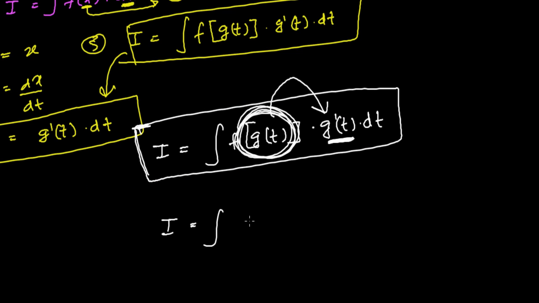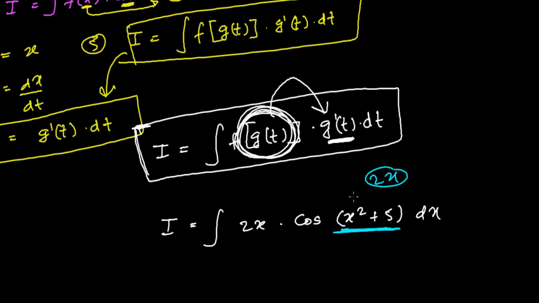Let me show you an example. Let's say I need to integrate 2x times cosine of x square plus 5 dx. So in this case, what will you suppose? It's very clear, because if you suppose x square plus 5, your derivative is going to be 2x, and 2x is already present here, so it means you need to take t as x square plus 5.